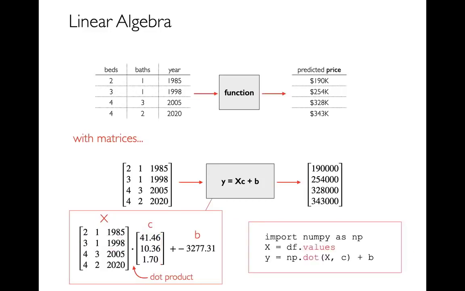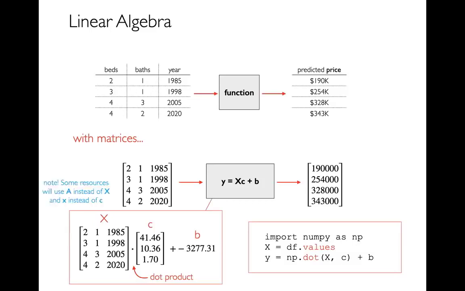The code for it is pretty simple. If I say data frame.values, then x is actually going to be a NumPy array. And if I want to, I can just say, well, I want the dot product of these two things, and I want to add b, and it just works. So we're going to be talking about that in quite a bit more detail at some point before the end of the semester.